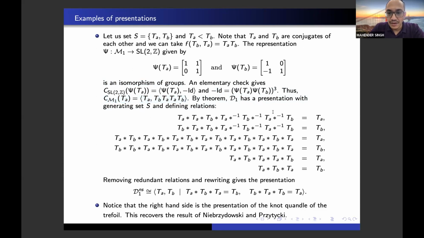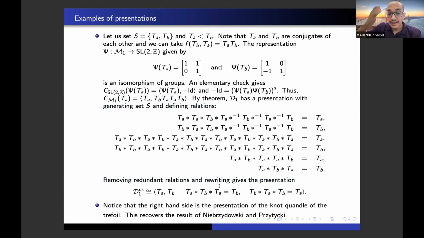Therefore, applying the theorem, we will have that the Dehn quandle of the torus will be generated by the set S and these defining relations. This is given by the theorem, but you can see that some of them you can actually throw away, and some of them you can rewrite. And doing that dirty calculation, one can see that the Dehn quandle of the torus is just this quandle, which is generated by two elements, and these relations, T_A T_B T_A is T_B, and the interchanged role of A and B, which are just braid relations written in this form.